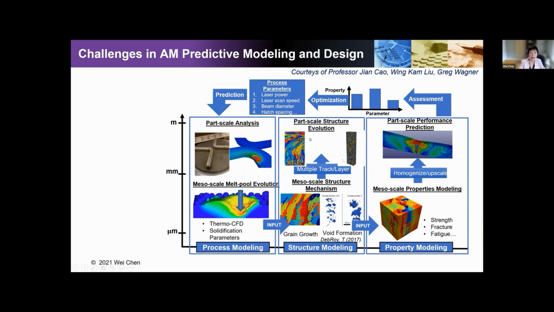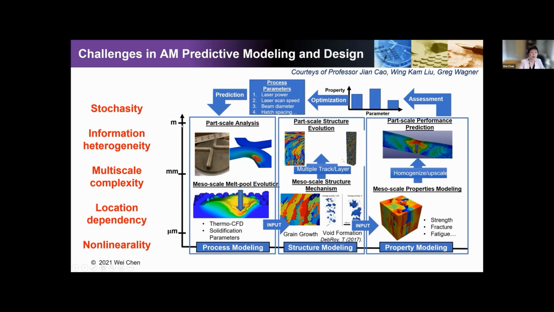As you can see here, while there have been many advances in the past years simulating the AM process, from process to structure to property behavior, the integrated design of process and structure is still in its infancy due to many challenges very similar to the composite system I talked about earlier. There's a stochasticity issue, there's an information heterogeneity issue, there's multiscale complexity and location dependency. Finally, the nonlinearity adds another layer of challenge to prediction as well as optimization.